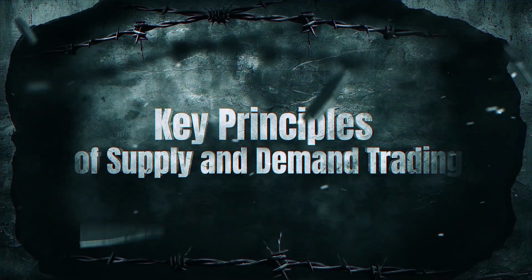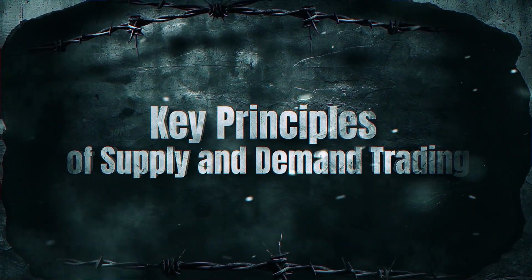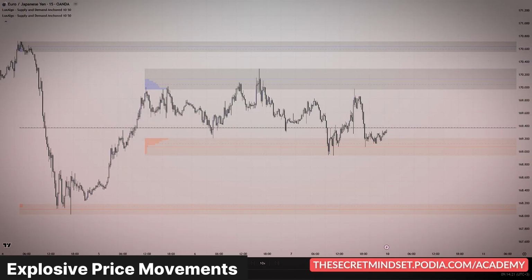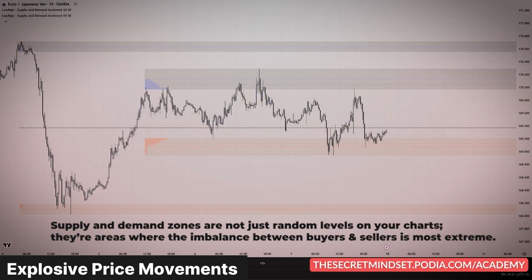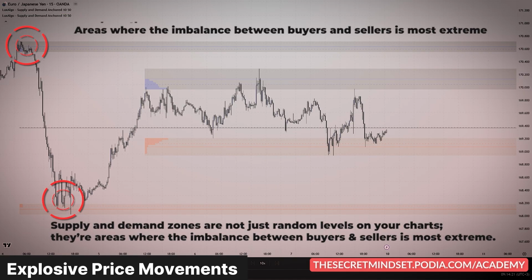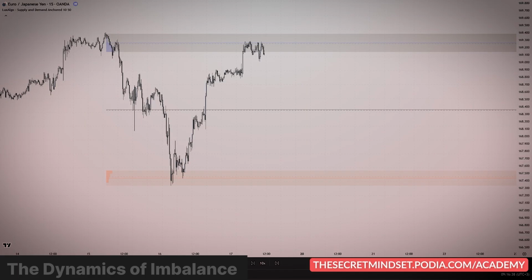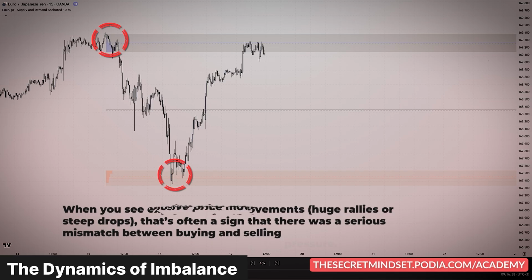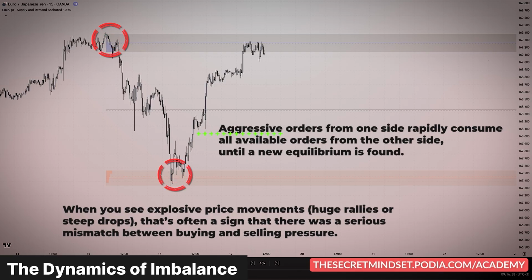Now let's talk about the key principles that make this strategy so effective. The first thing to understand is that supply and demand zones are not just random levels on your charts. They are areas where the imbalance between buyers and sellers is most extreme. When you see explosive price movements like huge rallies or steep drops, that's often a sign that there was a serious mismatch between the amount of buying and selling pressure. What's happening in these situations is that the aggressive orders from one side are rapidly consuming all the available orders from the other side until a new equilibrium is found.